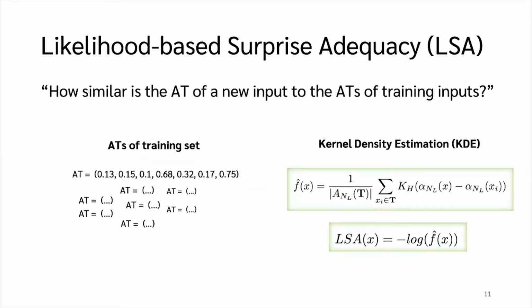Our first adequacy metric is called likelihood-based surprise adequacy, LSA. It uses the prior distribution of training data in order to quantify how surprising the new data is to the network. So we collect activation traces from training data and do kernel density estimation to quantify its novelty.